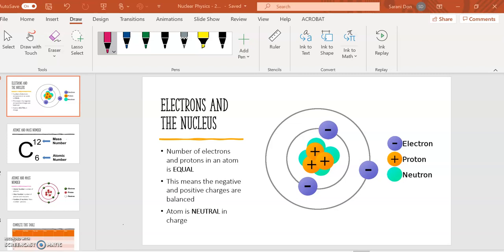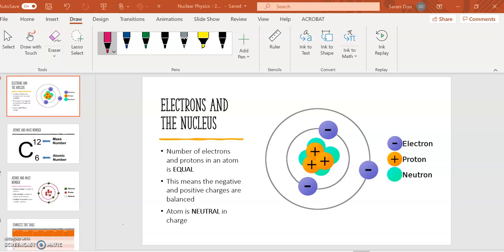Hi guys, welcome to the first pre-recorded lesson. Today I'm going to go through electrons, neutrons, protons of an element and how to draw electron shells.